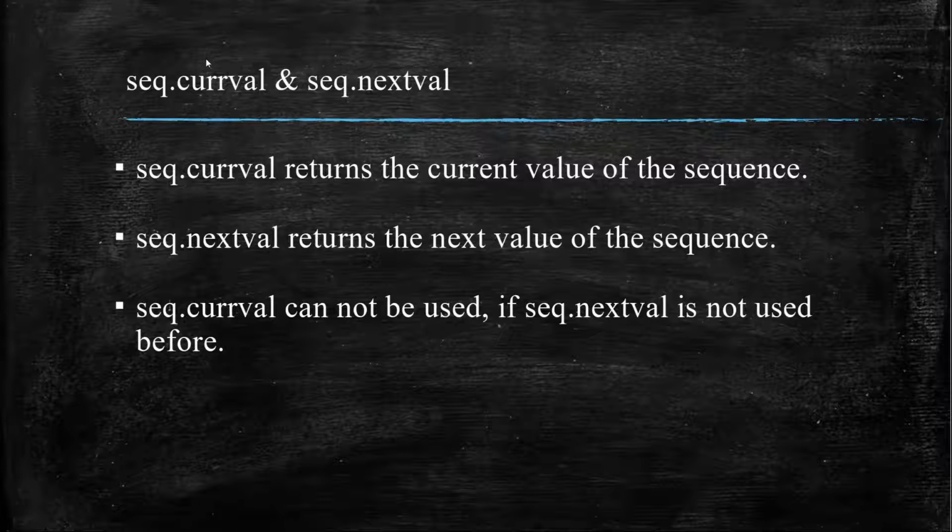So we got two functions. One is currval and the other one is nextval. Currval basically returns the current value of the sequence, and nextval returns the next value in our sequence. One thing to remember is that currval cannot be used before nextval is used.